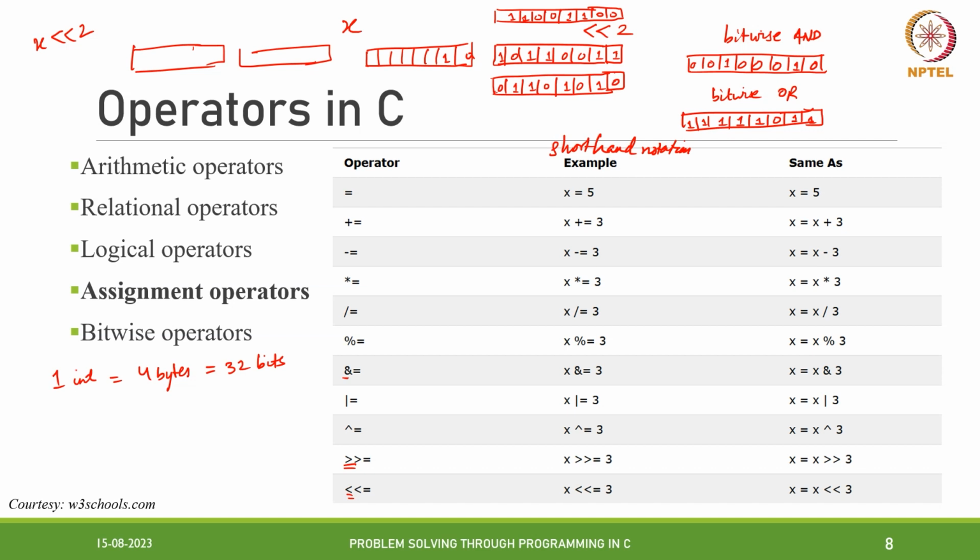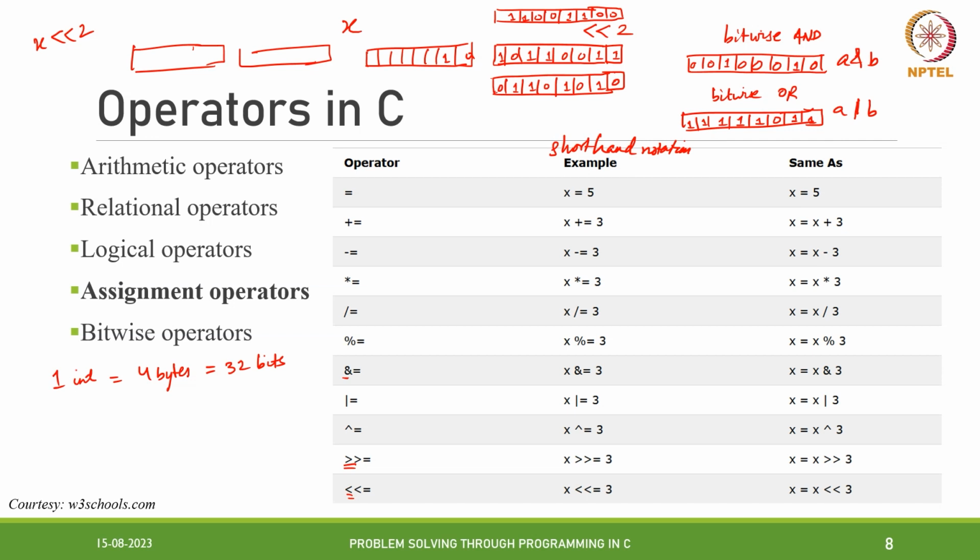Sir, how is the bitwise AND operator denoted? You write A and B with a single ampersand. If it is a double ampersand, then it is a logical AND. If it is a single ampersand, then it's a bitwise AND. Similarly, a single bar would give you bitwise OR. Okay, sir.